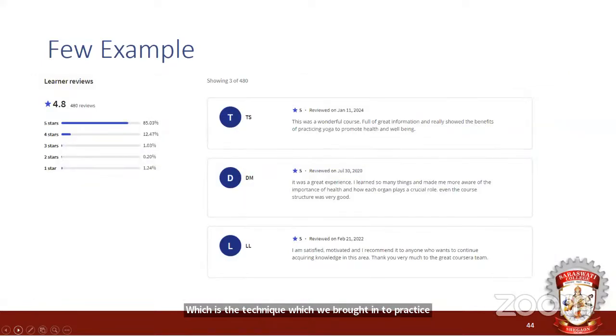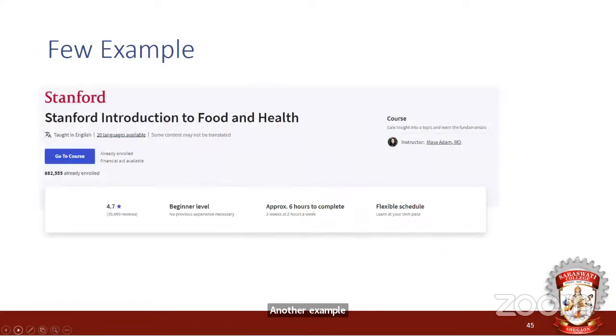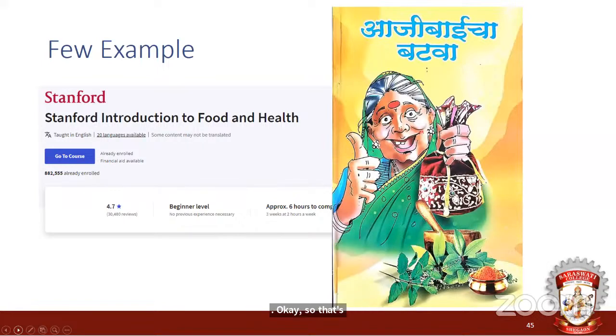Another example, introduction to food and health. We have naturopathy, which defines your relationship with your food. How many people have enrolled? This is Indian knowledge. More than 8 lakh people have enrolled within 6 months of launch. Right? So that's the true IKS.